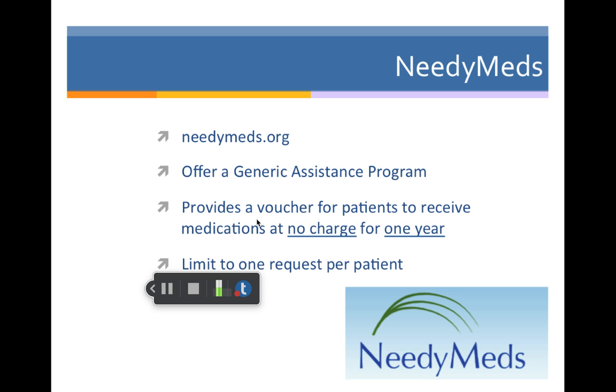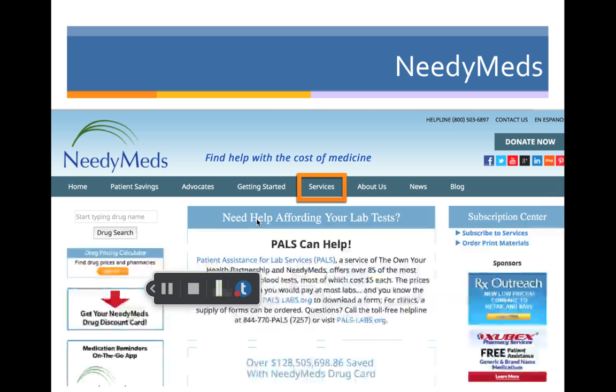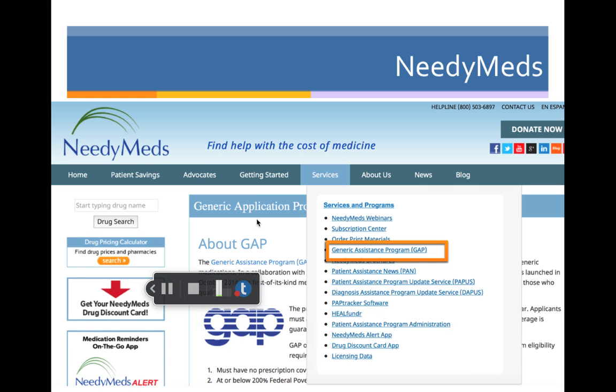And then if the patient is still on that medication and still needs to have it provided by Needy Meds, they can reapply after a year. So I wanted to highlight where to go on their website. So it's needymeds.org. And then if you go on the top banner and click on services, that's where you'll find the application. And it's the fourth one down, the generic assistance program. And you'll click on that.